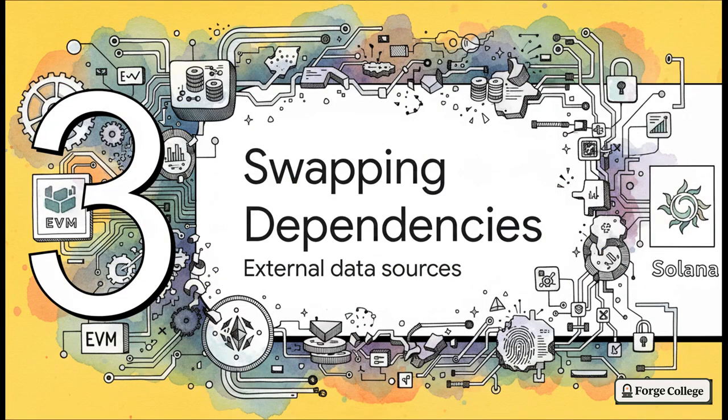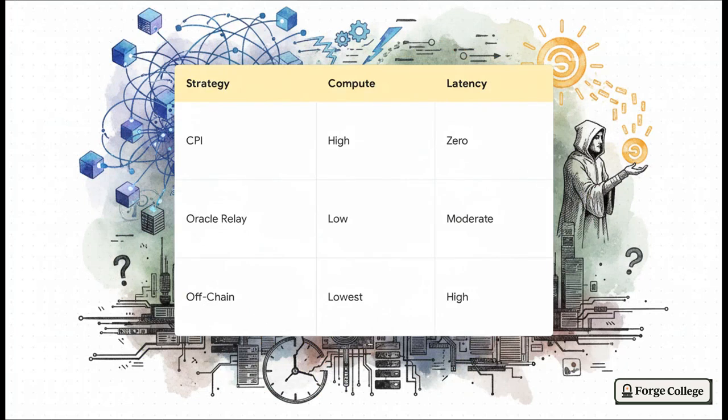All right, Phase 3, swapping out dependencies. This is all about relaying the outside world. Your EVM contract probably doesn't live in a vacuum, right? It likely relies on external price oracles or other helper contracts, which means we need entirely new architectural wiring. You basically have 3 distinct choices on the menu here.